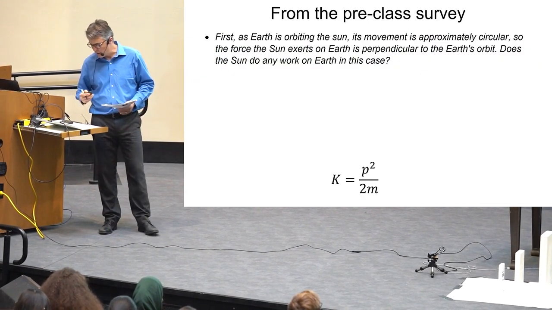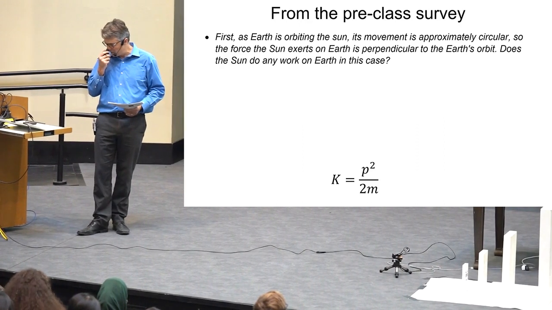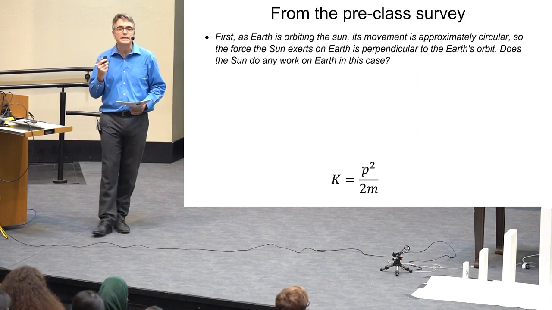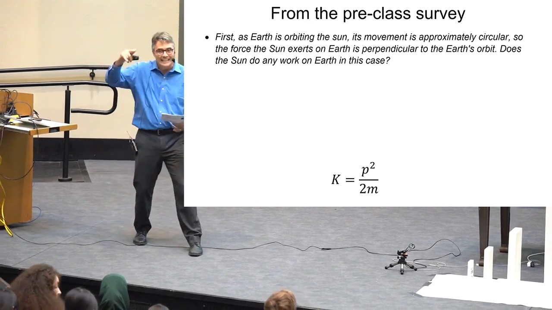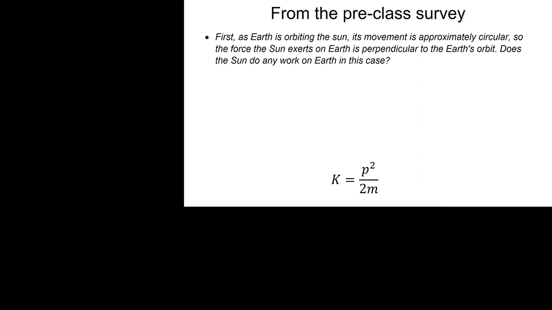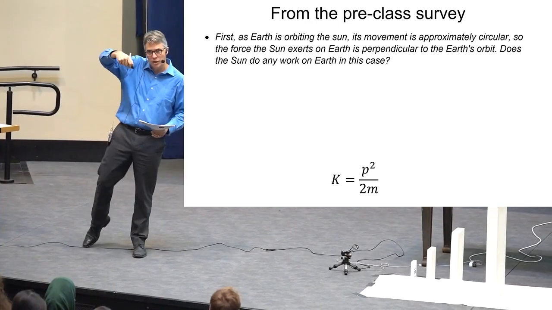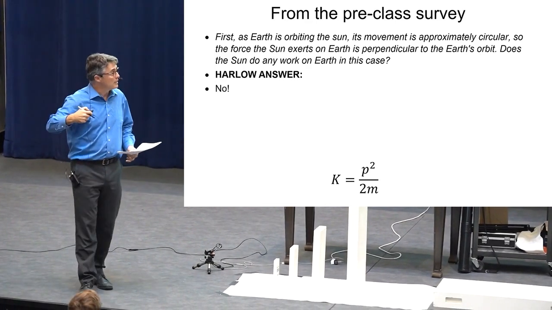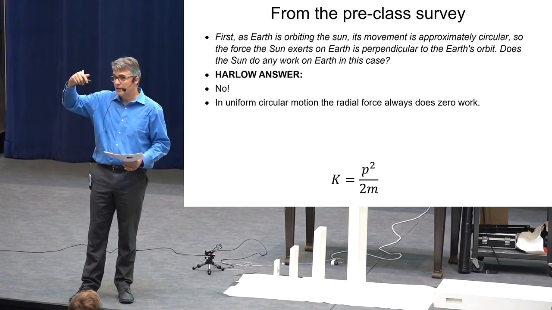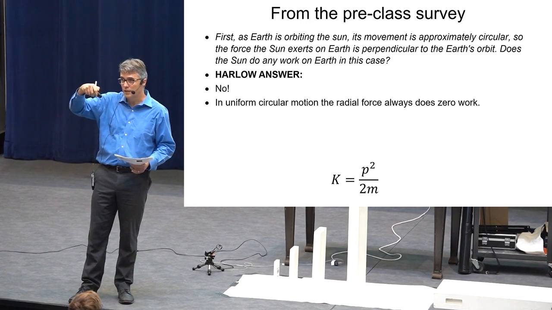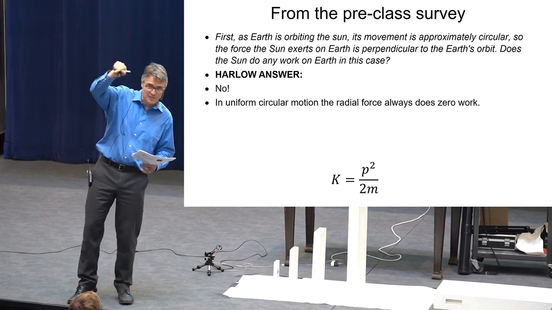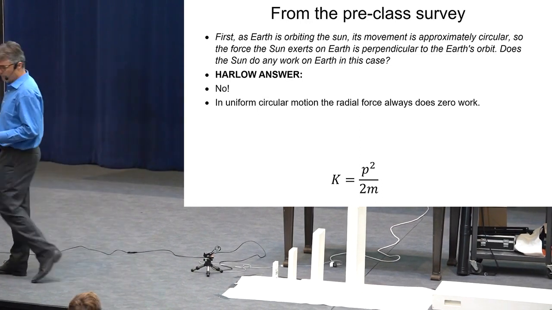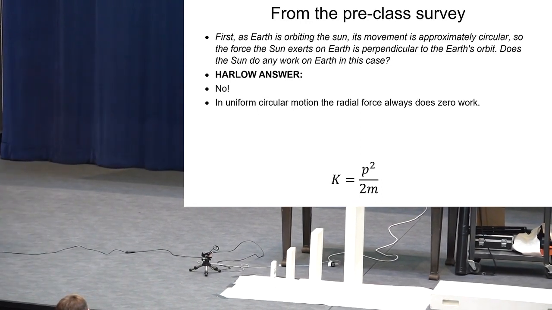So someone asked, as Earth is orbiting the sun, its movement is approximately circular, so the force the sun exerts on the Earth is perpendicular to the Earth's orbit. Or I guess any little displacement of the Earth goes perpendicular to the direction of the force on it. So the question is, does the sun do work? And the answer is no. That's exactly right. If you've got uniform circular motion, then that radial force is neither speeding up the object nor slowing it down, so you have zero work done by radial force. It's a really excellent question.